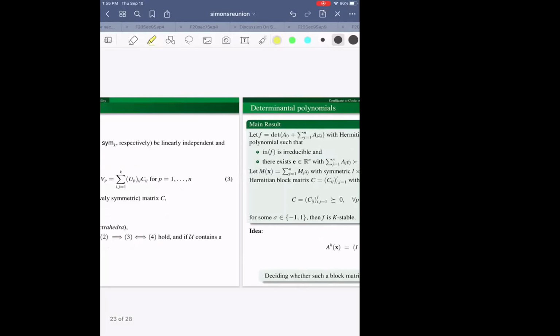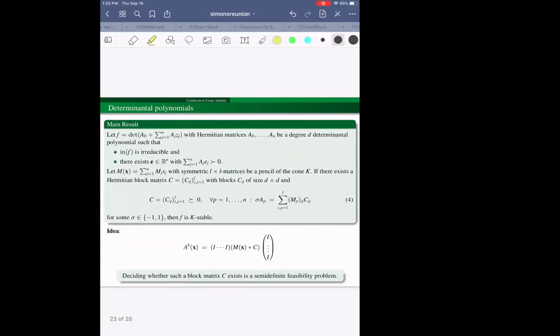So here, using this fact, we derive our main result, which also provides a sufficient criterion for a polynomial to be conic stable. It says that if we start with a determinantal polynomial whose coefficient matrices are Hermitian, and we have these two conditions: the initial form of F is irreducible and hyperbolic, and we also know the cone K has a spectrahedral representation, which is this.